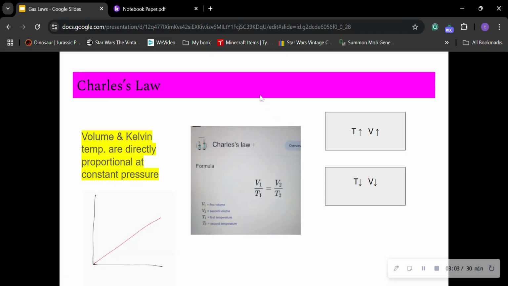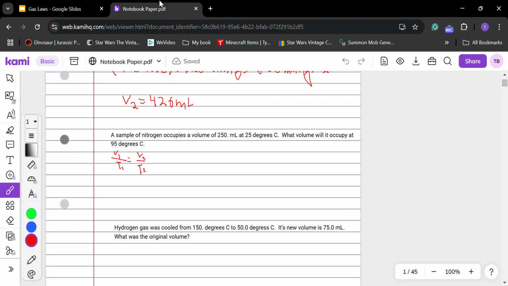Okay, so now we're going to go on to our questions. Here we have a sample of nitrogen that occupies a volume of 250 milliliters at 25 degrees Celsius. What volume will it occupy at 95 degrees Celsius? So you obviously want your scientific calculator on you. Remember, you can't use graphing calculators on the Regents, so make sure you have a scientific calculator. But first things first, we want to identify our values.